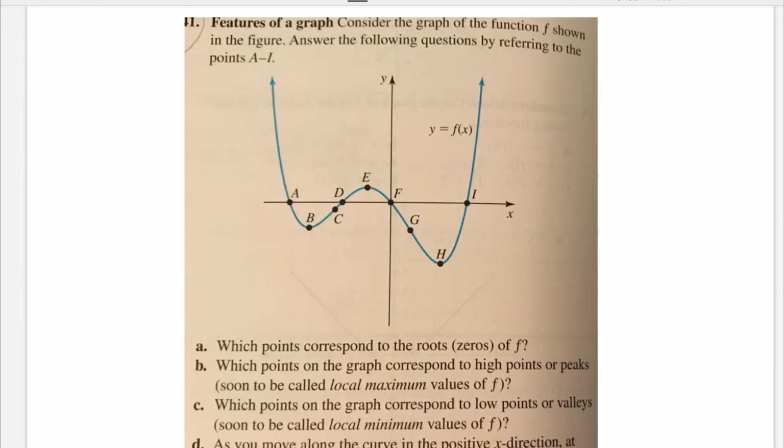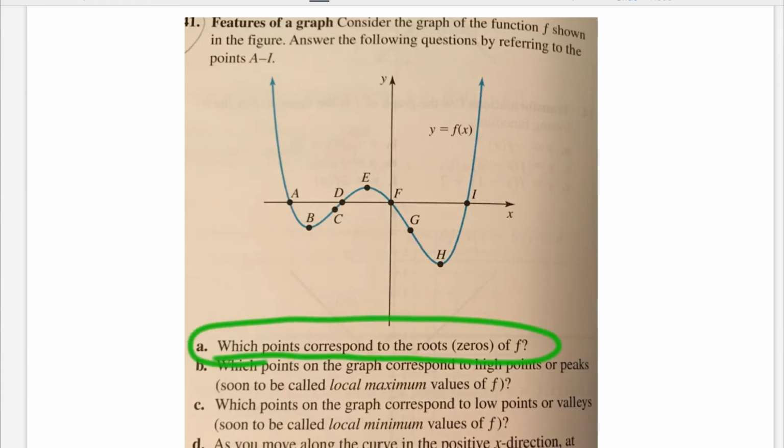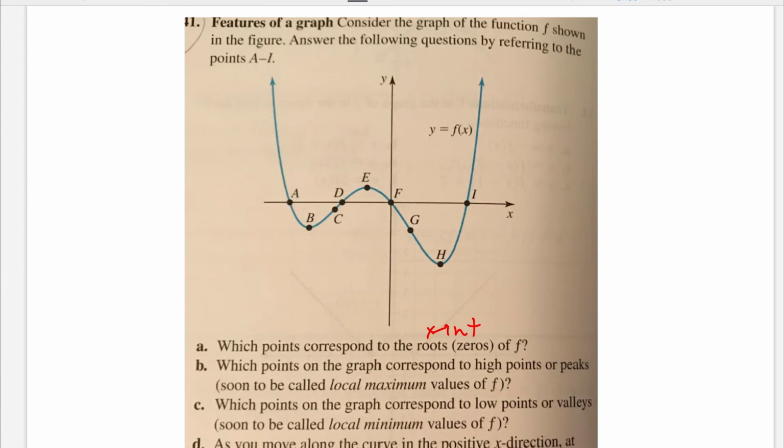What I really want you to look at and focus on is what's happening to my graph, right? What are the basic characteristics? Like, which points correspond to the roots or the zeros? Yes, so a root or a zero is also called an x-intercept. All of those mean exactly the same thing. So if I'm looking for my x-intercepts, A, D, F, and I, good. Those are my x-intercepts.